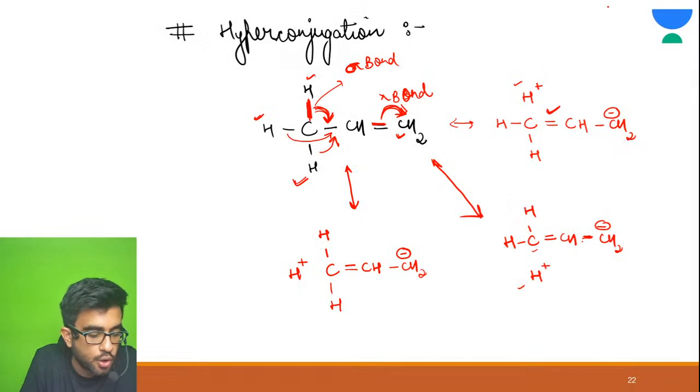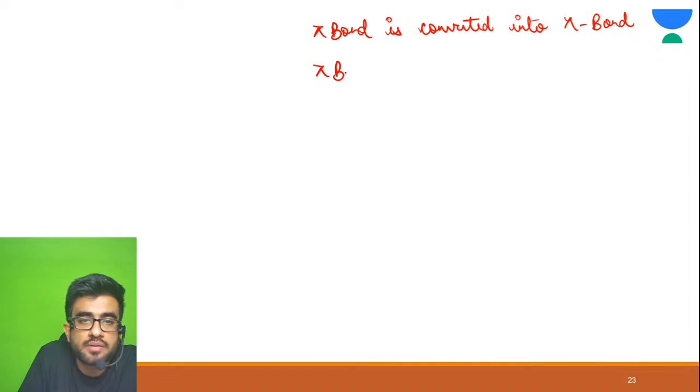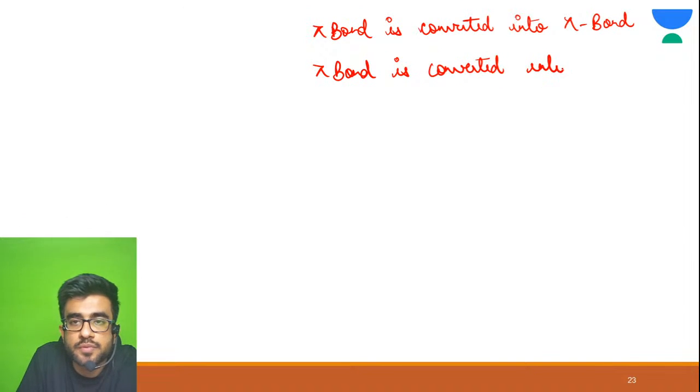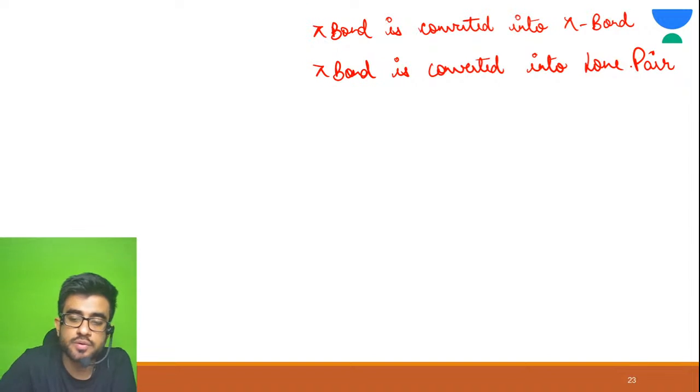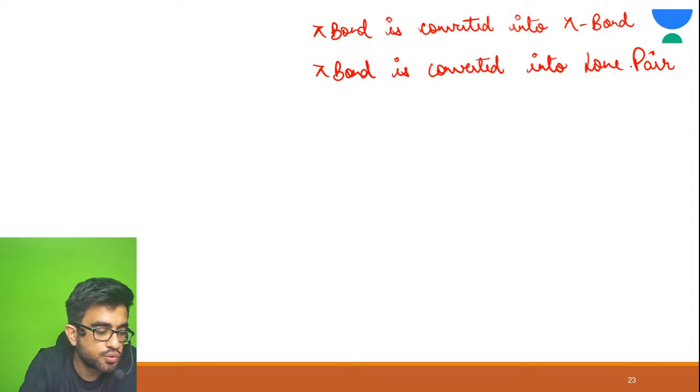Alright, now again carefully see, this pi bond is shifted to this carbon. So it is converted into this negative charge. Negative charge means lone pair. So pi bond is converted into lone pair. Are you getting my point? Is this much clear to all of you? Tell me in the chat section if this is clear to all of you.